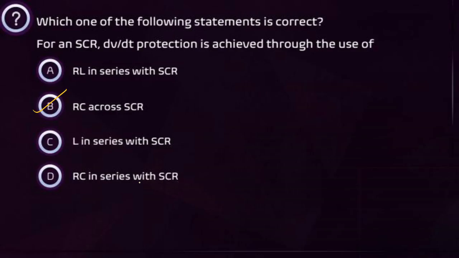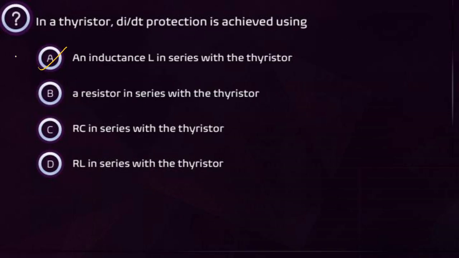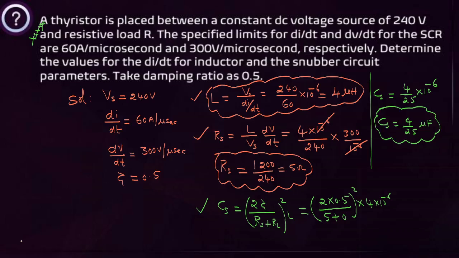Then, students, based on the observations that I gave, I have given some questions. Please go through these questions and practice them, along with whatever points I gave. And these are the design of the snubber circuit: L design, Rs design, Cs design.